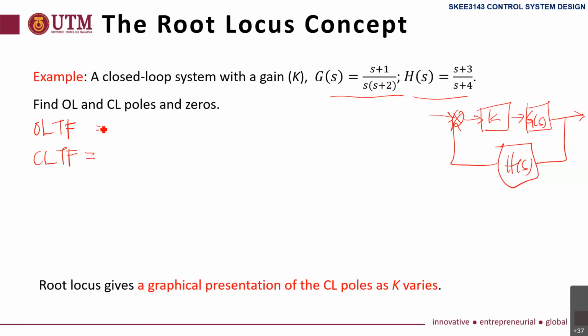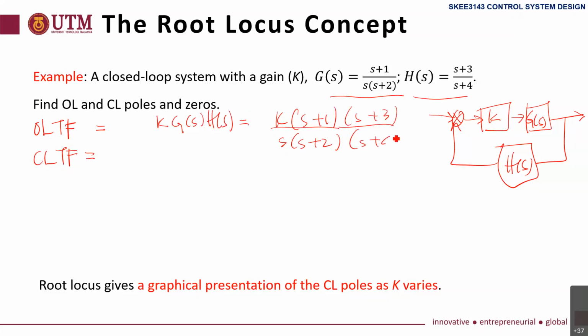Okay, we know that the open loop transfer function is K G(S) H(S), equal to K (S plus 1)(S plus 3) over S (S plus 2)(S plus 4). This is the open loop transfer function.